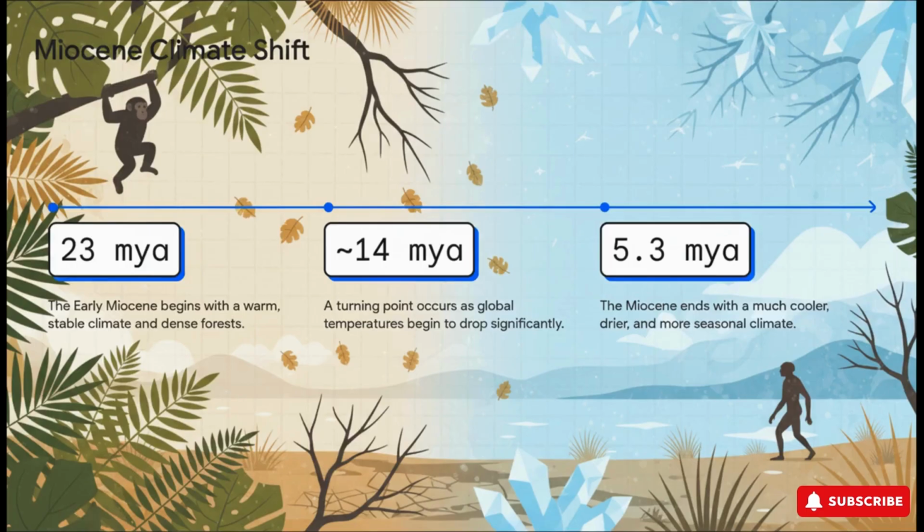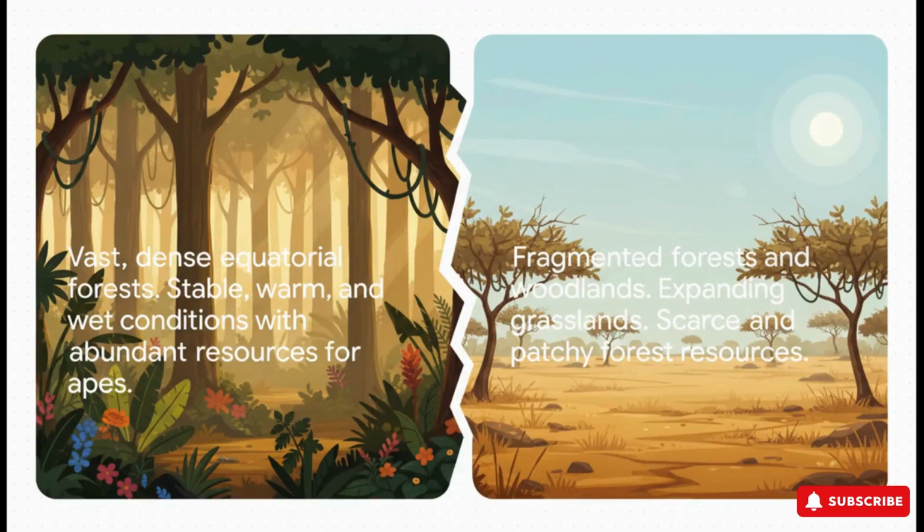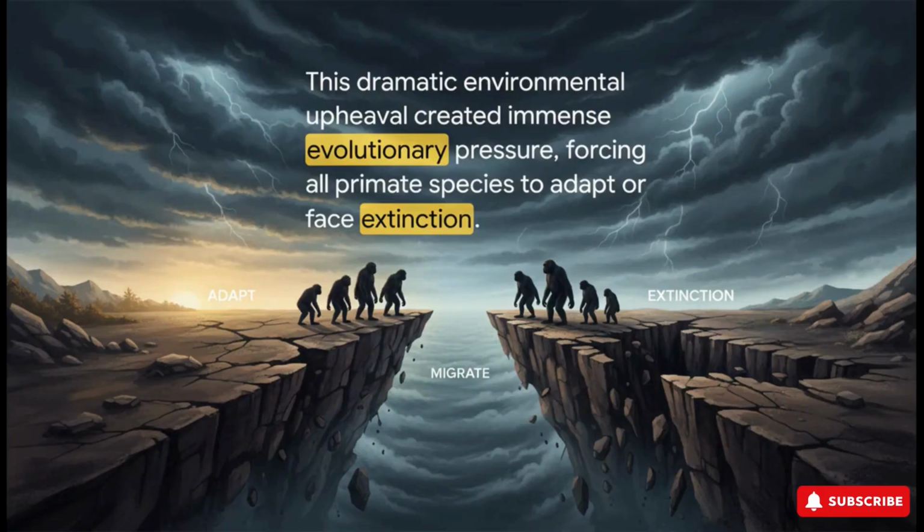This was a complete overhaul of Earth's ecosystems. And this comparison really puts it into perspective. The world that the apes knew, these huge, continuous forests, started to break apart. They became fragmented patches of woodland, separated by expanding grasslands. So the stable, warm, wet world, with tons of resources, turned into a landscape where food was much harder to find and much more spread out. This massive change in the environment put an incredible amount of pressure on every primate species out there. It was a classic case of adapt or die. The old rules for survival just didn't apply anymore.